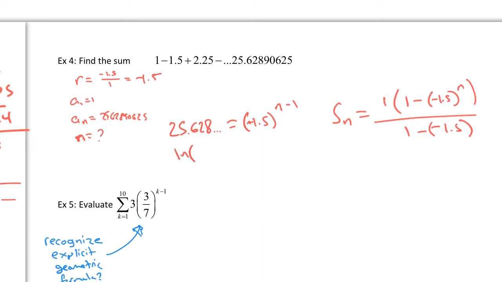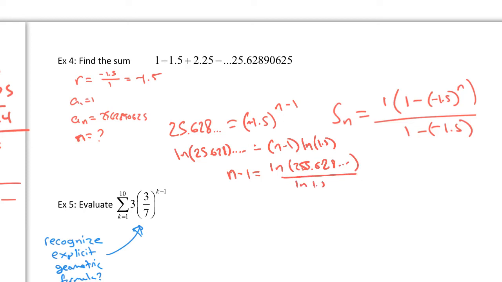So I'm going to get natural log of 25.6 whatever equals n minus 1 times natural log of 1.5, since you bring the exponent down. And then you divide it to the other side. So we get n minus 1 equals natural log of 25.6 whatever over natural log of 1.5. And when you do that all on your calculator, you're going to find that n equals 9. Great, now we know n.